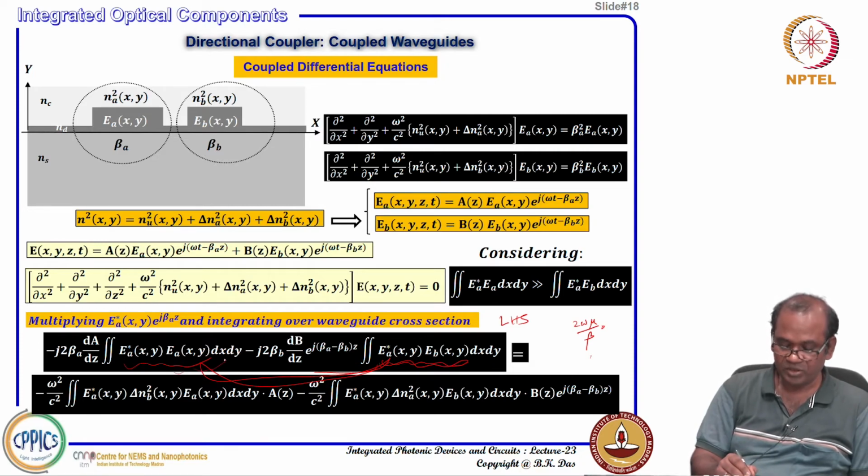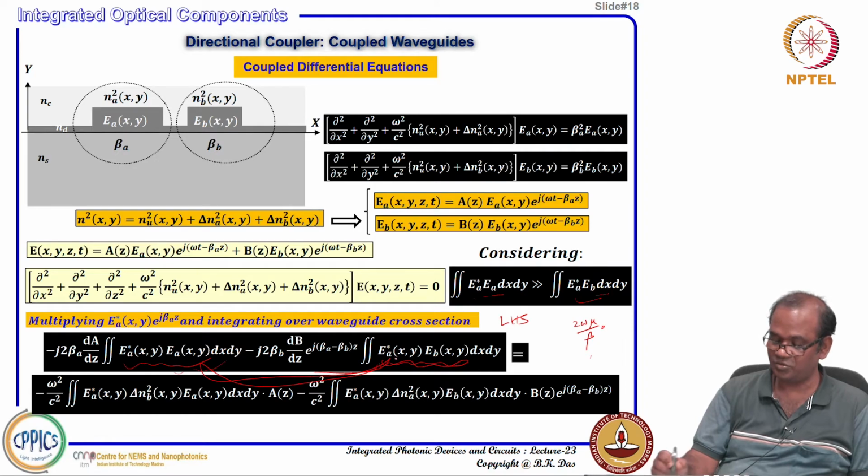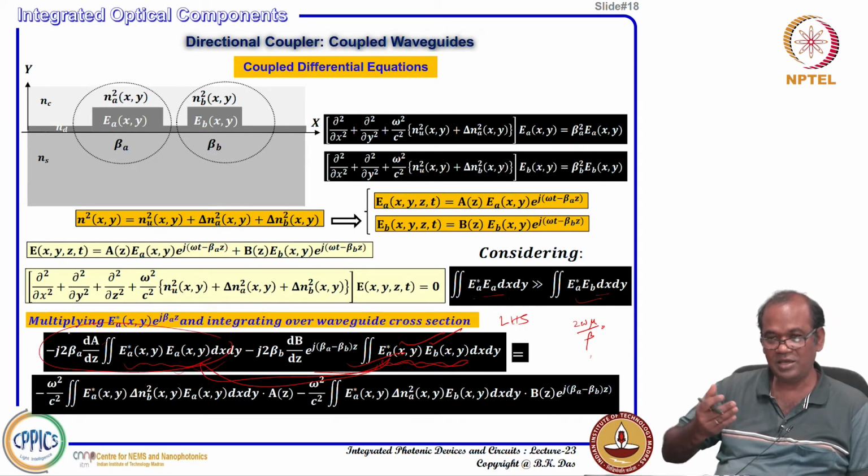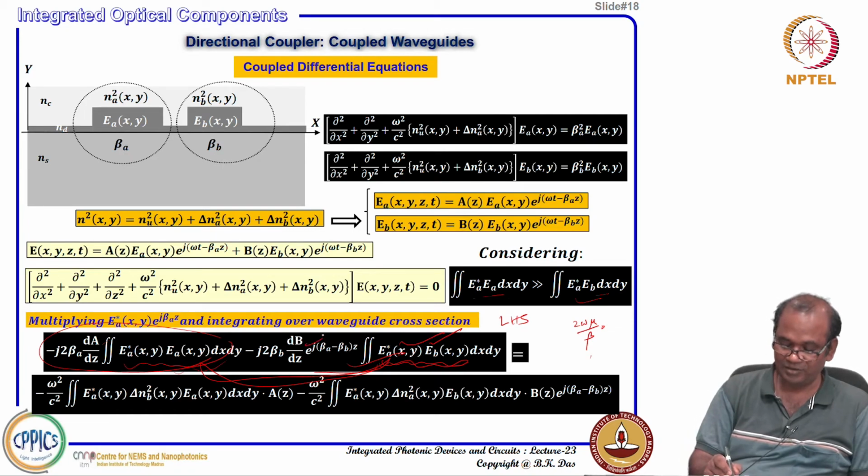That is why, comparing these two, we consider that the E_a star E_a term is much greater than the other one. So we just ignore the other term over the entire structure and concentrate on this one, and then we can see how only A is evolving. I can forget about B, and the right hand side I kept as it is, whatever is there.